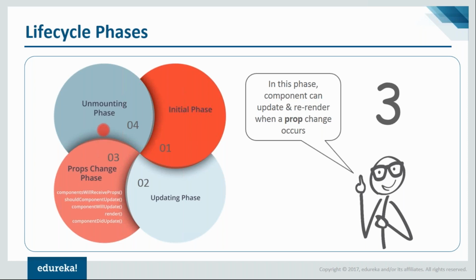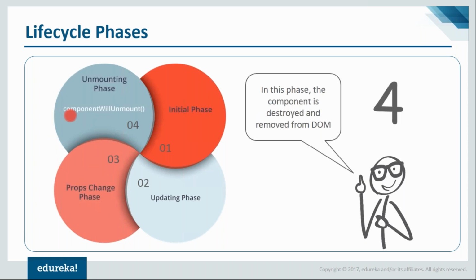And finally, down to our last phase, which is the unmounting phase. Here is when our component is being destroyed. At that time your component will fall under this phase, okay, which is the unmounting phase. It would be destroyed, where the DOM will get removed from the browser.